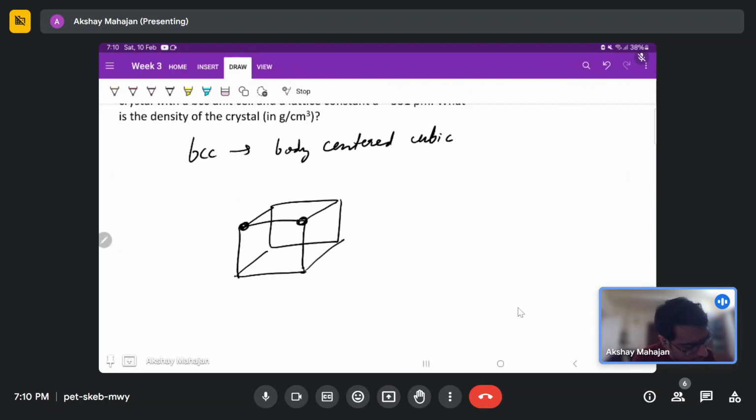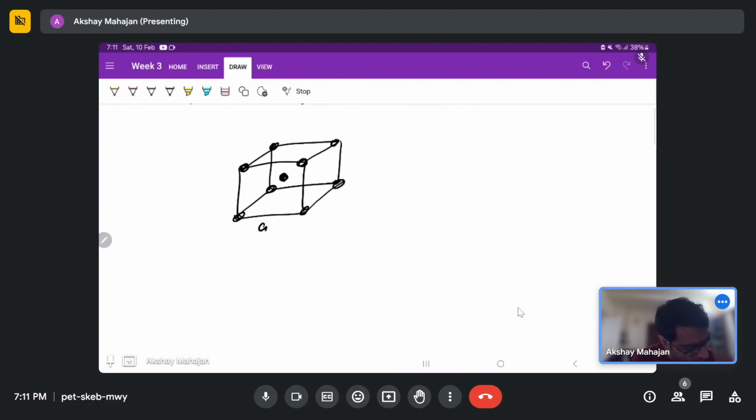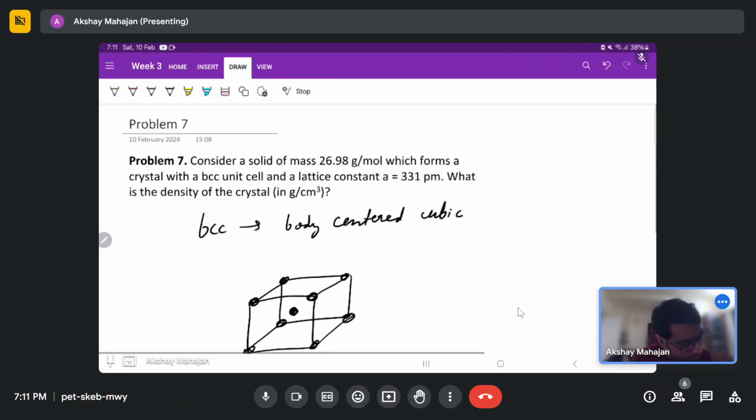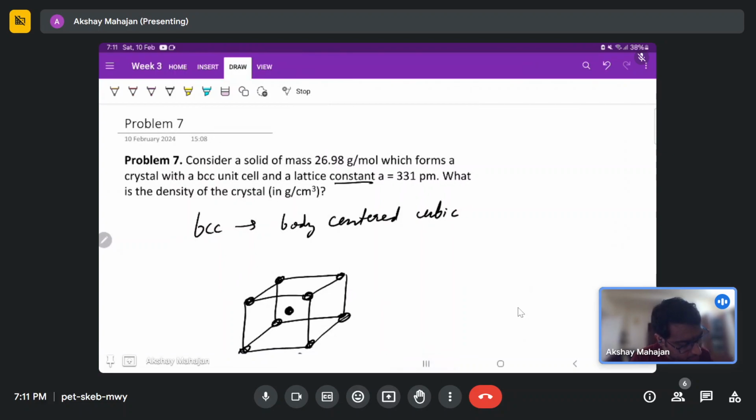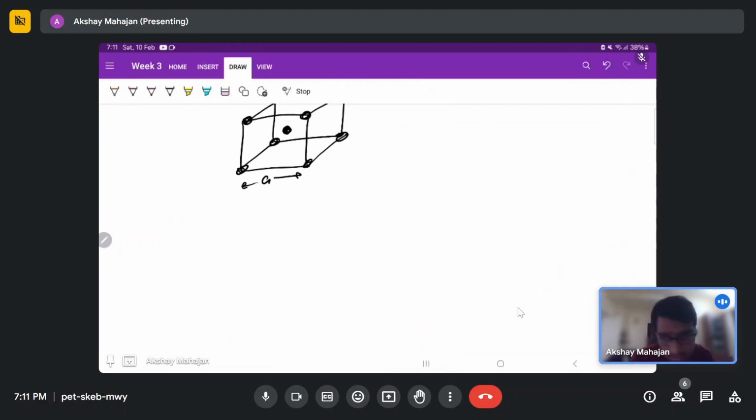You will have an atom on each corner of a cube, and then you will have one at the center. Alright, one will be at the center. And this is your unit cell length A, that is given to us. That constant A is given to us. Now from here we can find the volume of the unit cell.